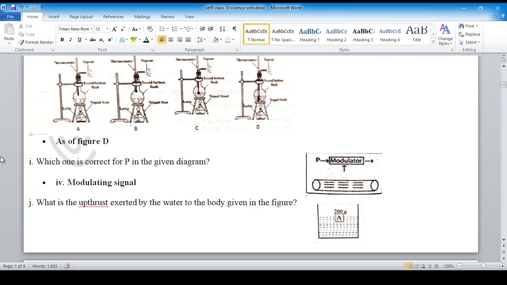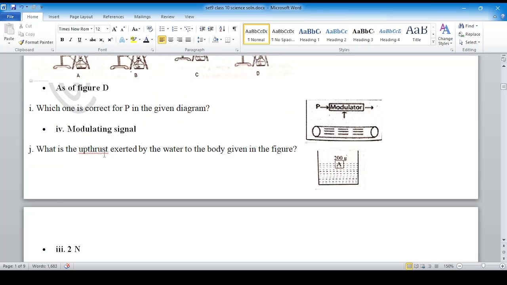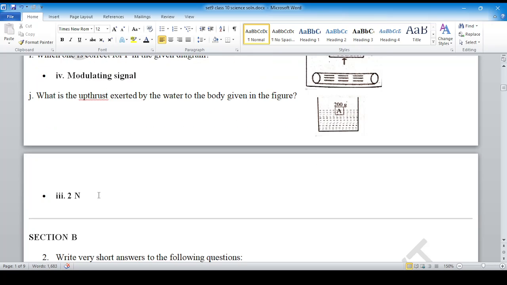Question number I, for the P, the correct option is modulating signal, that is option number 4. What is the upthrust exerted by the water on the body given in the figure? 2 Newton. It needs calculation.